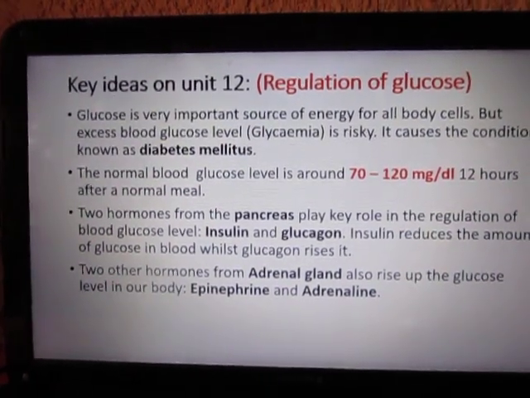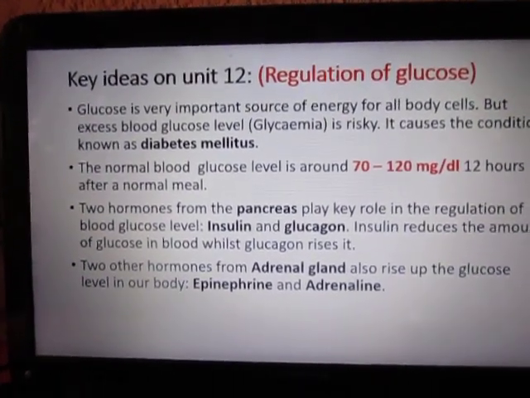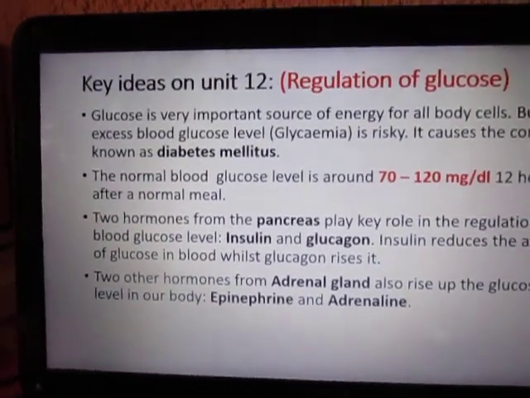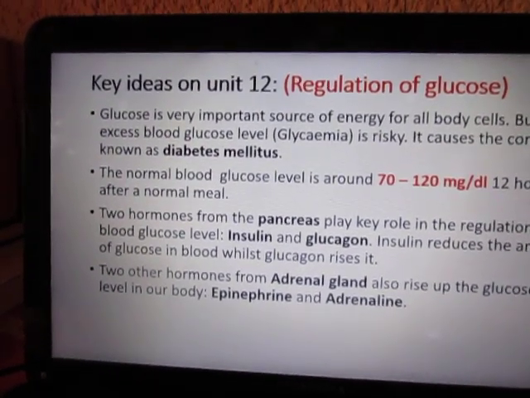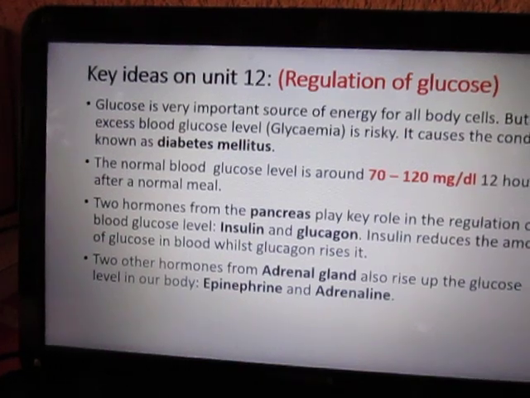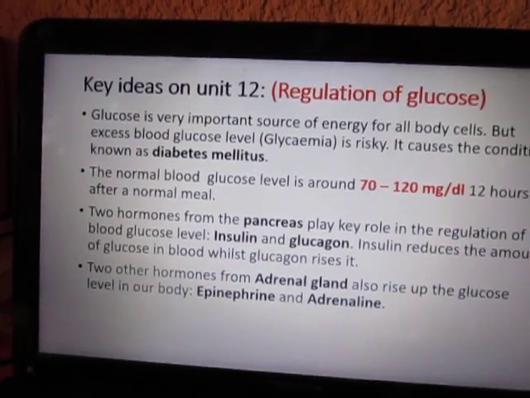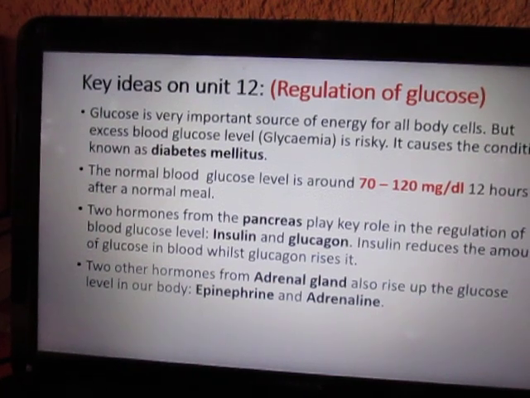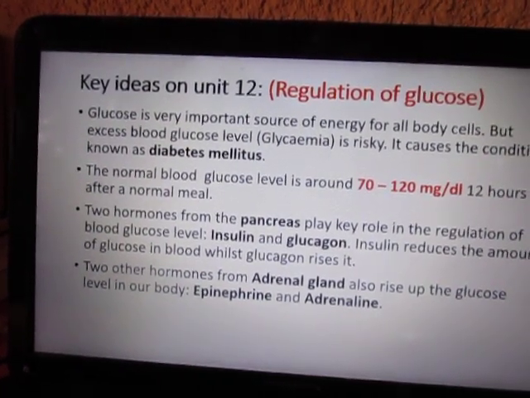Apart from that, when we read our notes, you'll see that we have two other hormones coming from the adrenal gland. These hormones have the role of raising the blood glucose level. These are epinephrine and adrenaline.